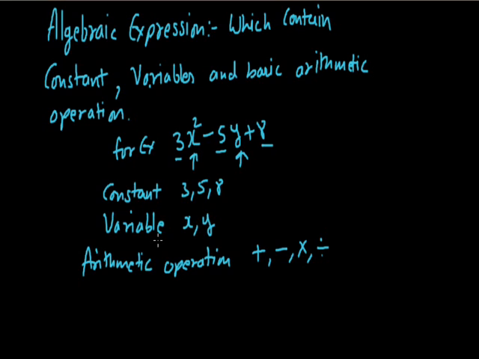There are various terms in this algebraic expression. 3x square is a separate term, minus 5y is a separate term, and 8 is a separate term. So these are the three terms in this expression.